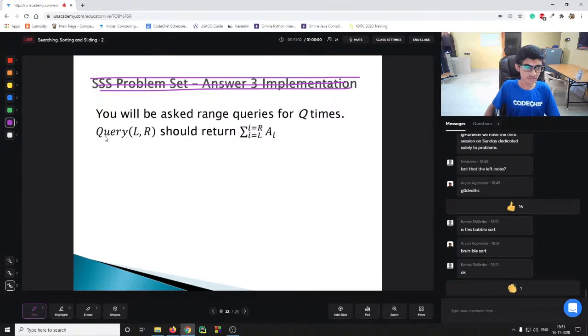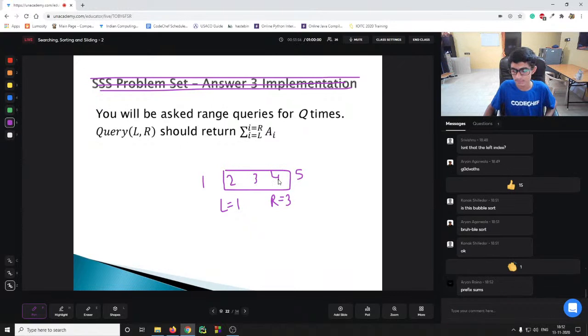You'll be asked range queries for q times. A query of L comma R should return the sum of elements from L to R. For example, if you have an array with 1, 2, 3, 4 and 5, and L equal to 1 and R equal to 3, you should return the sum of elements from L to R. So you must return 2 plus 3 plus 4.